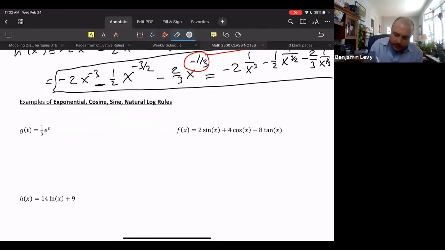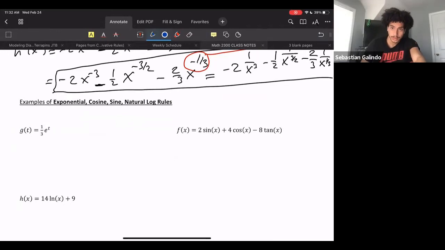Okay, let's look at this exponential one. No questions before we do that? We're going to look at this one here. Can you go back up for a second?